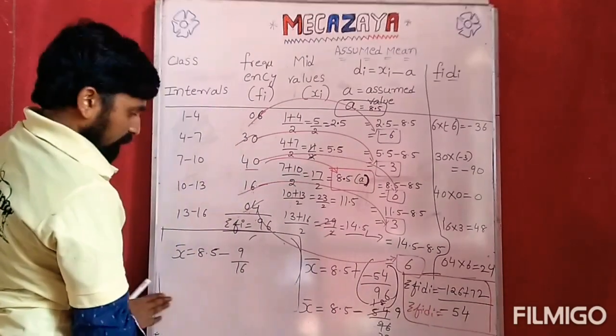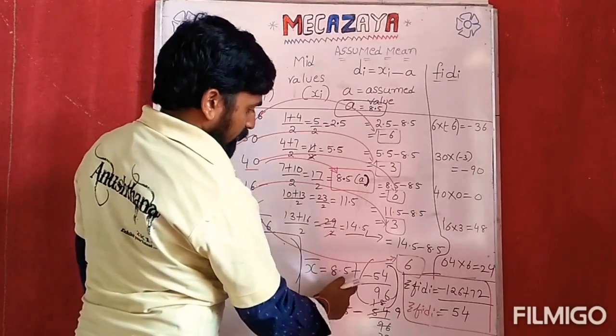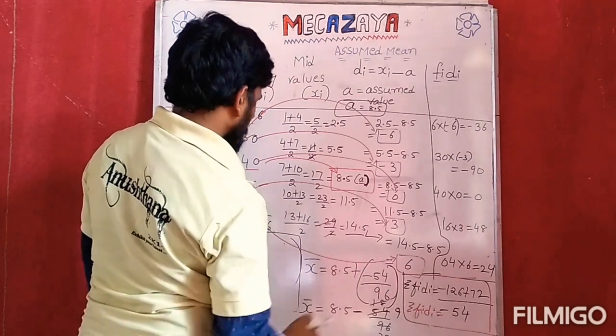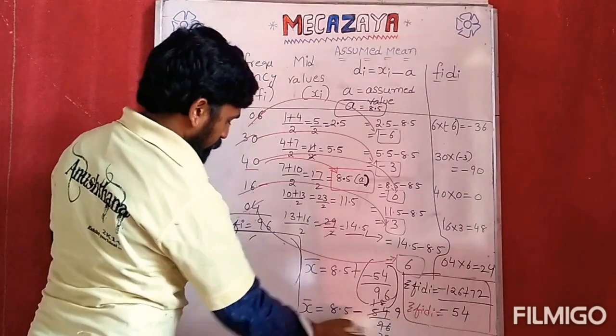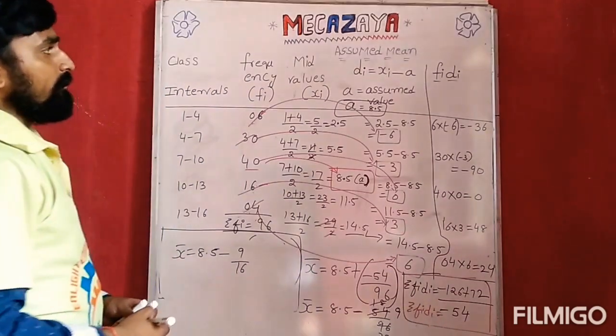Then what is the formula? X bar equals a plus sigma fi di by sigma fi. So if you do this, you will get the mean value.